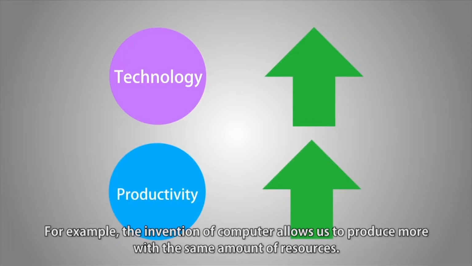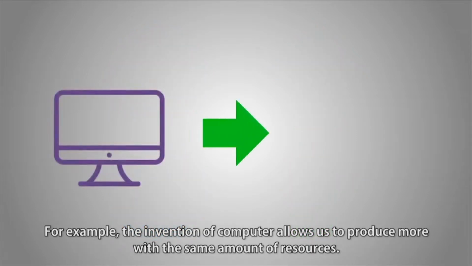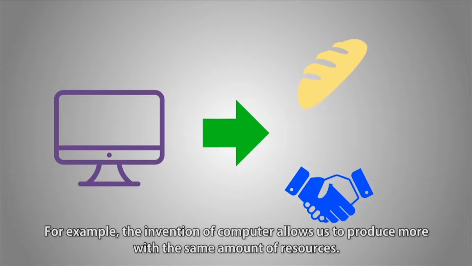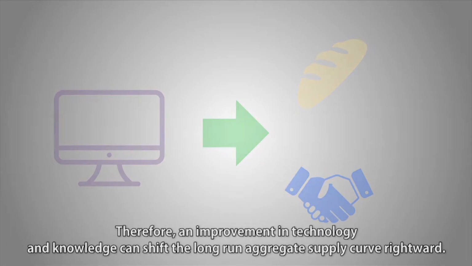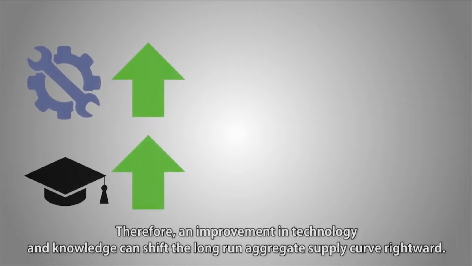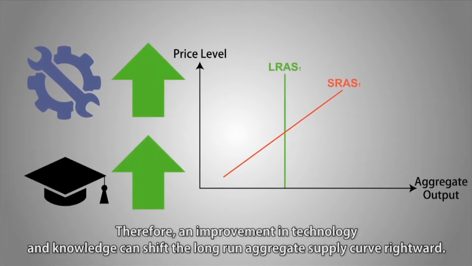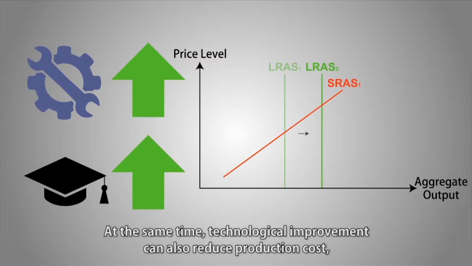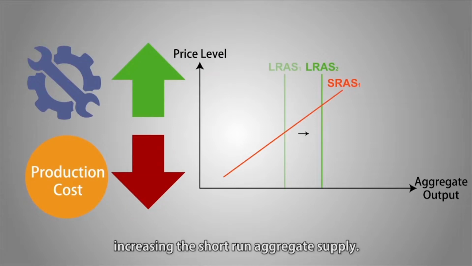Technological advancement can improve productivity. For example, the invention of the computer allows us to produce more with the same amount of resources. Therefore, an improvement in technology and knowledge can shift the long-run aggregate supply curve rightward. At the same time, technological improvement can also reduce production cost, increasing the short-run aggregate supply.